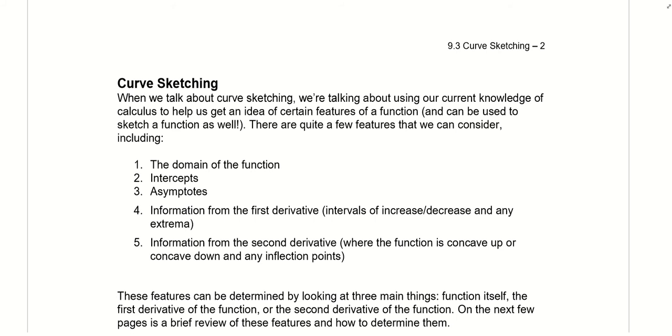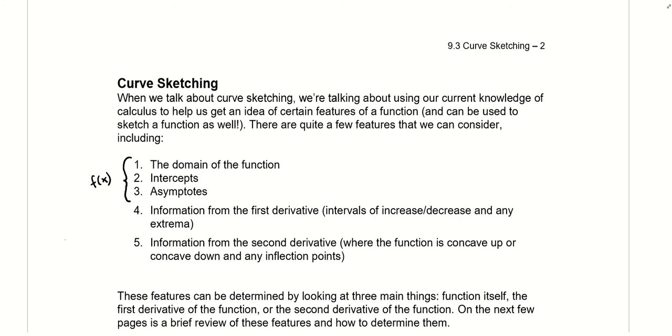So I'm going to go through this list real quick, and then I'm going to go to the examples. But essentially, there's a good amount of features we can consider to give us a good, accurate picture of how a function behaves. These first 3 things here, the domain of the function, the intercepts, and the asymptotes of the function, these are all things that we can figure out just by looking at the function itself. So just by looking at f of x and some of its features.